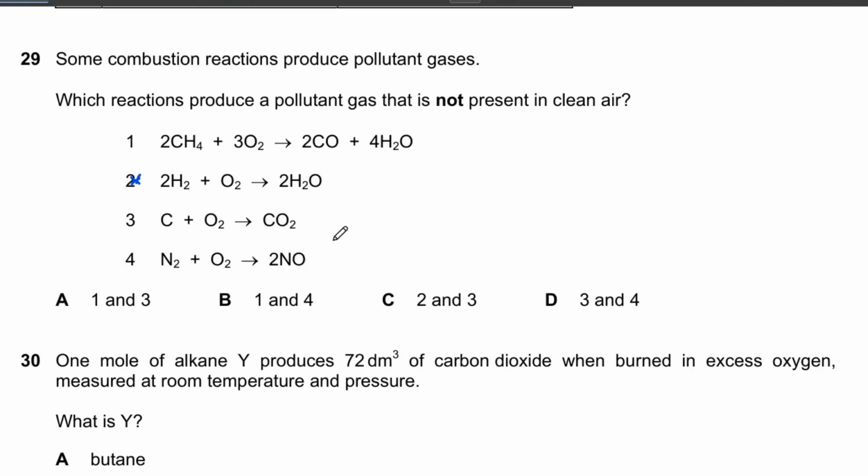Then 3, carbon plus oxygen to give us carbon dioxide. Carbon dioxide can be found in air. 0.04% is carbon dioxide. So this is out also. And nitrogen plus oxygen to give us nitrogen oxide. Nitrogen oxide is not part of clean air. So that means the answer is 1 and 4, which is option B.